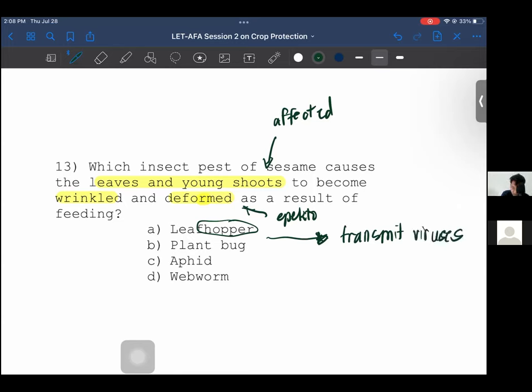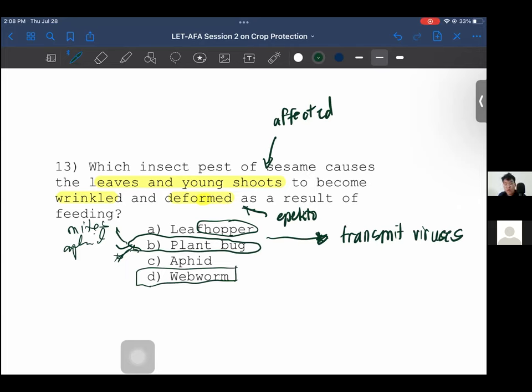Plant bug is a more general term. This could be further subdivided into mites, yung mga yan, aphid, yung mga yan. Tapos yung webworm naman, from the term itself, it's a worm. So more specifically, wala siya dito sa leaves at saka sa young shoots. So we can further classify na aphids ang sagot dito because of that elimination. So remember that leafhopper is a common agent of transmission ng viruses. Ang plant bugs is a too general term for this. And yung webworm is more probably nasa soil yung mga yan. So, we can go with aphids. And yes, that is the right answer. Yes, letter C, tama. Okay.